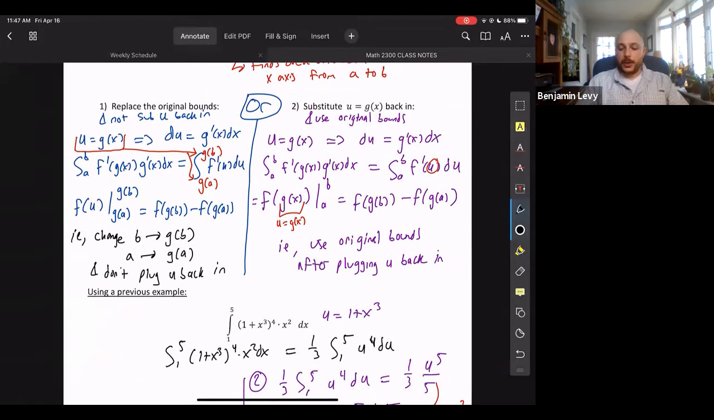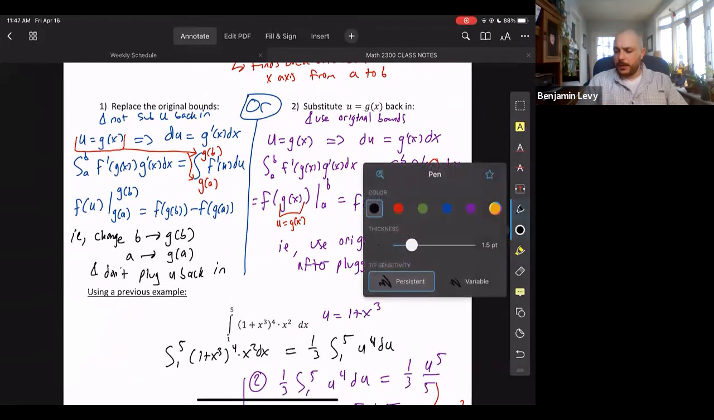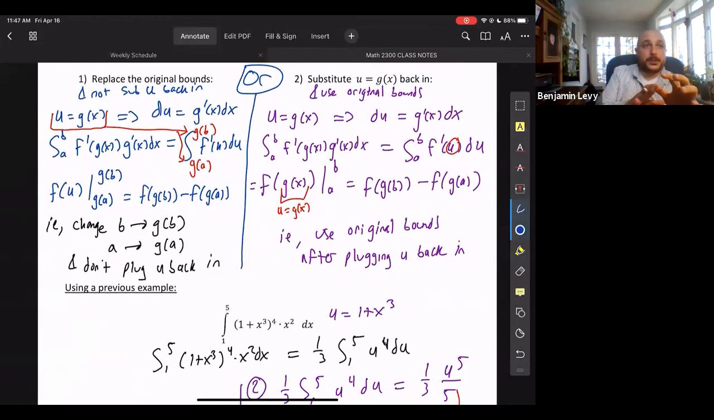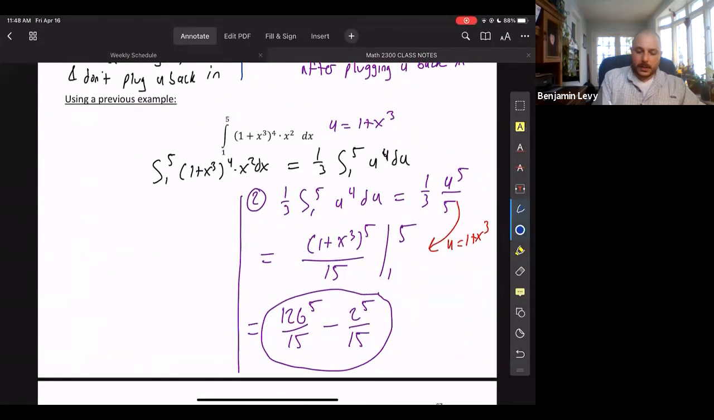Anyway, let me just show you that if we change the bounds, I can't believe we got so far away from that. I'm forgetting about it, so you probably forgot about it. The first option is we can change the bounds and then not plug u back in. That's the takeaway. So let's look at that, down here, option number 1.